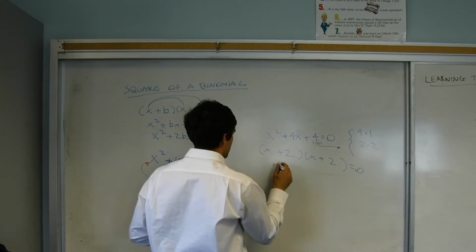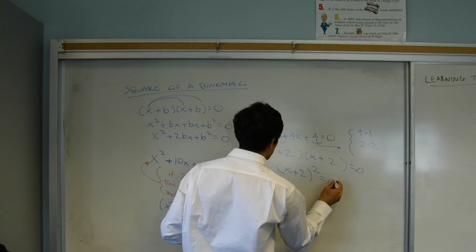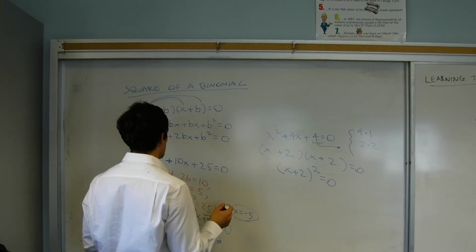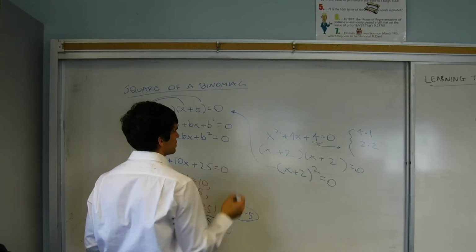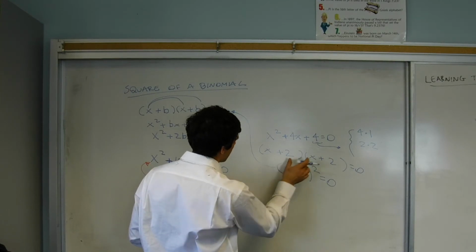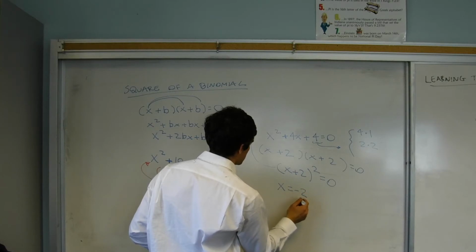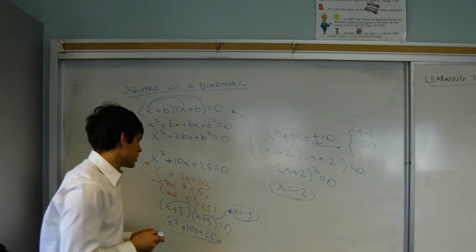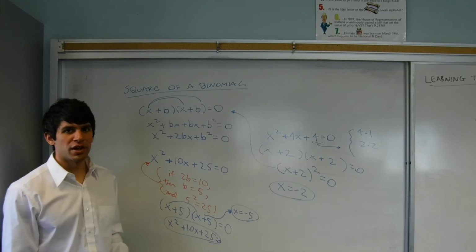And we can simplify this by writing it as just x plus 2 squared is equal to 0, which would put it in this form. And then we would get the answer of just x is equal to negative 2. So that is how you solve square of a binomial problems.